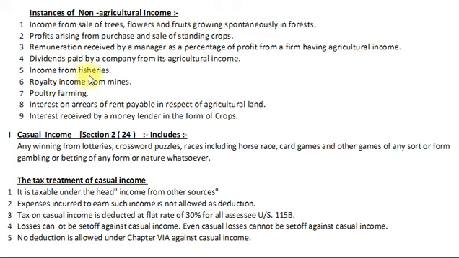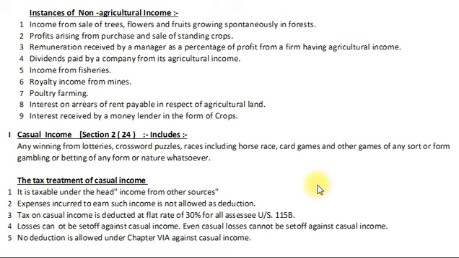Income from fisheries, royalty income from mines, poultry farming, interest on arrears of rent payable in respect of agricultural land. Here it is not about rent, it is interest on arrears of rent payable, so it becomes non-agricultural income. Next, interest received by a money lender in the form of crops. If a farmer or a landowner makes payment of interest in the form of crops to the money lender, for the money lender it is a non-agricultural income.